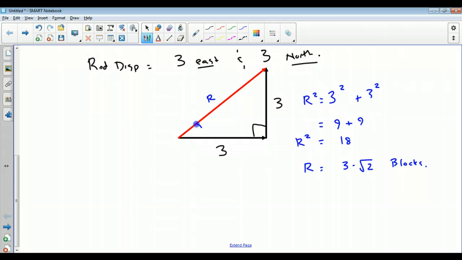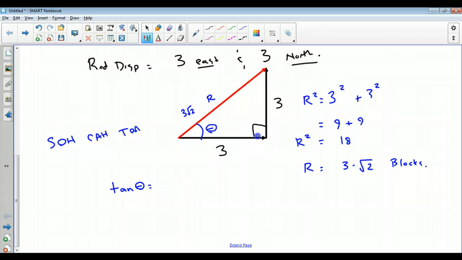We can also figure out what this angle is here, angle theta, by understanding that if this is 3 root 2, we can use tangent, cosine, or sine to figure out what this angle is. Because we were given these sides as our initial side lengths, I would recommend using tangent, and we'd say that the tangent of angle theta is equal to, remember, SOHCAHTOA.